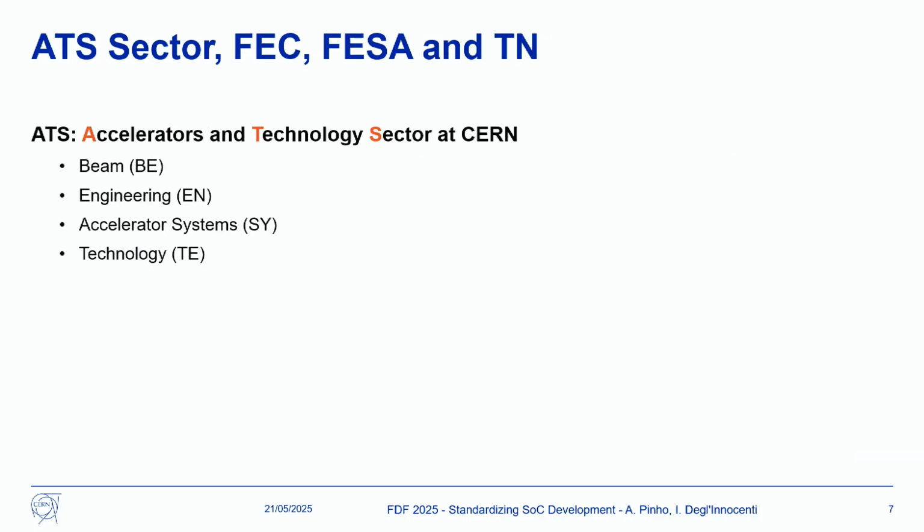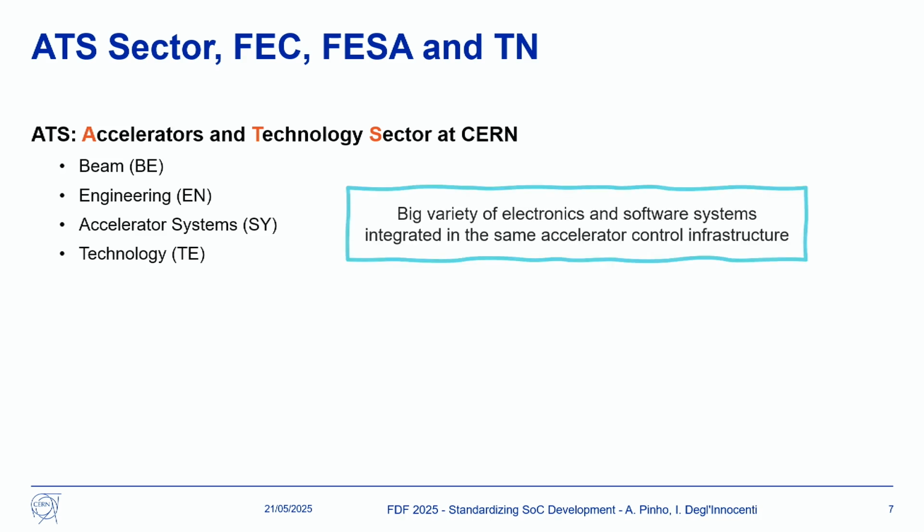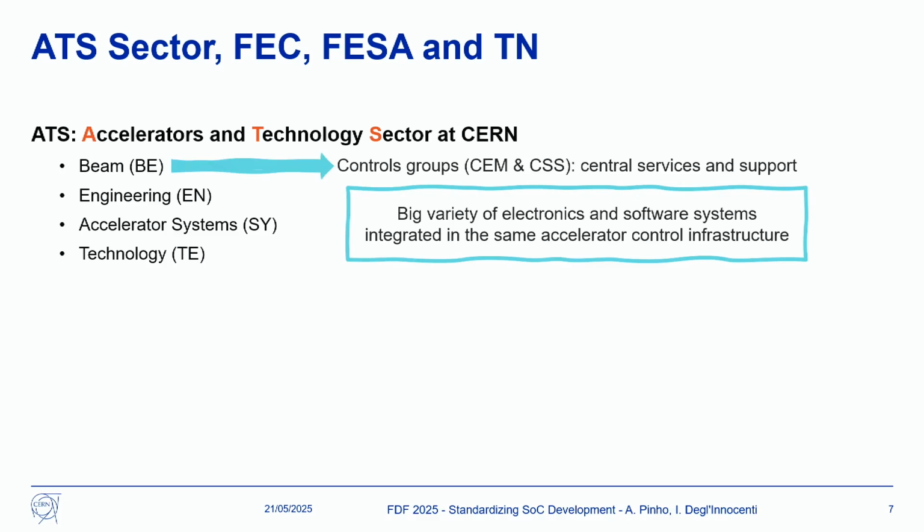Then I've already mentioned the ATS sector, so probably you remember from the presentation of Eva. At CERN we have different sectors, and one is the Accelerator and Technology sector. In this you find different groups, and all of them cover a big variety of electronics and software systems that are integrated in the same accelerator control infrastructure. Just in the presentation before, you saw an example of 2 systems from one of these groups. And then there is, in the BEAMS department, the control groups, CM and CSS, who also provide central services and support to the equipment groups that develop and support all these other systems.